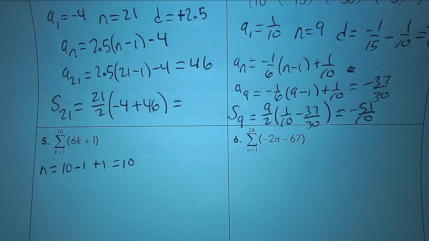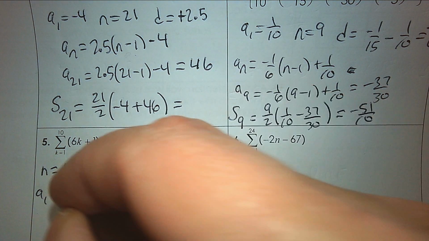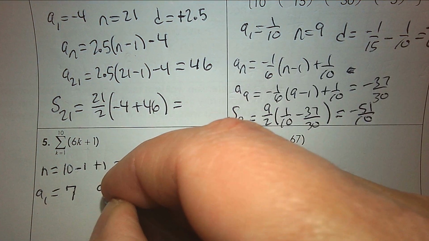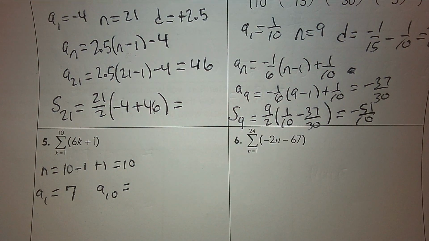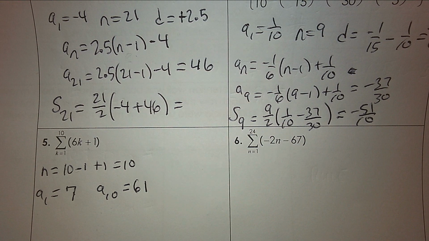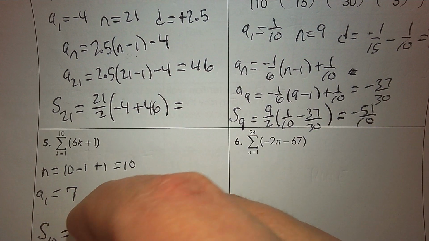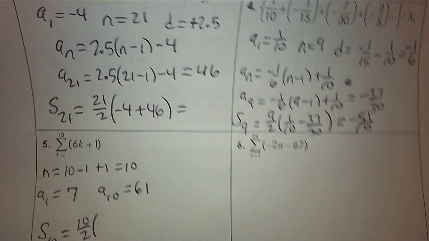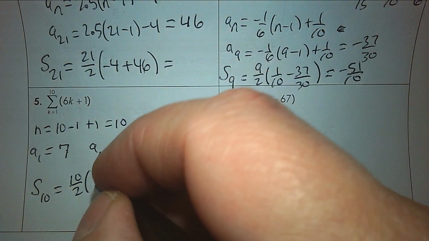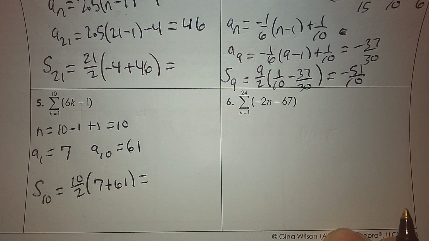10. How do I find the first term? Plug in 1, and the answer is 7. How do I find the last one? You plug in 10, and the answer is 61. It's quick to get all the information you need, and then you add up the first 10 terms. So you take the number of terms divided by 2, then it's the first term plus the last term, and use your calculator.